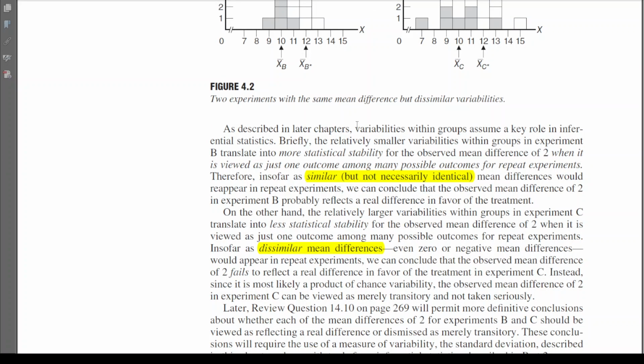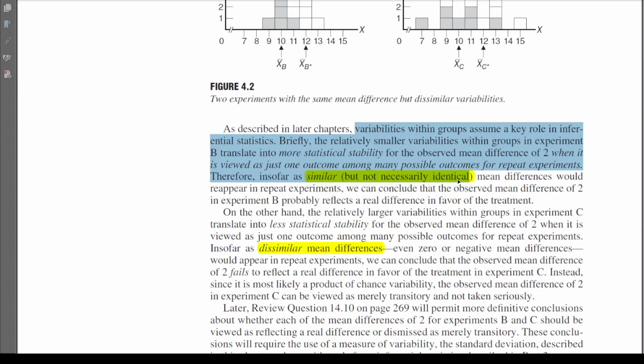Now, variabilities within groups assume a key role in inferential statistics. What are we trying to do in inferential statistics? In inferential statistics, we have a sample from which we try to measure and infer, so to say, the population parameters. That is why it is called inferential statistics.